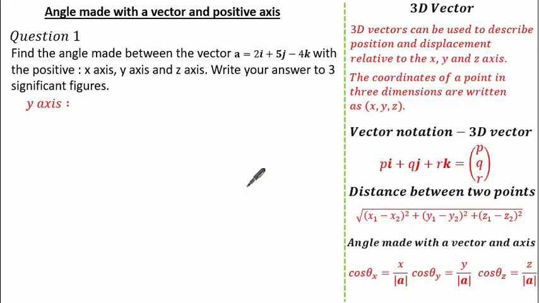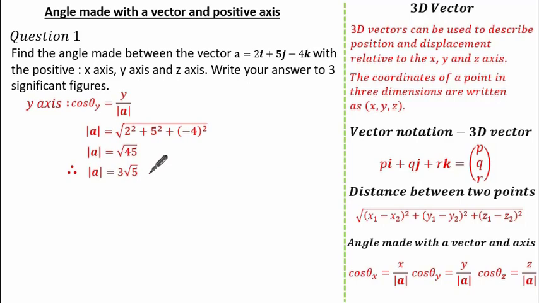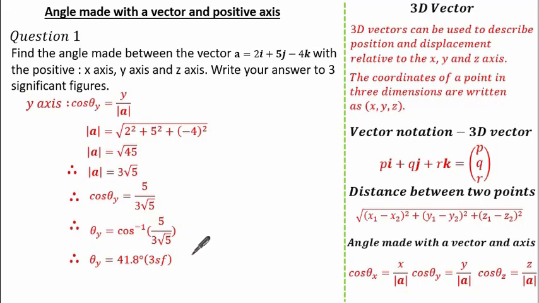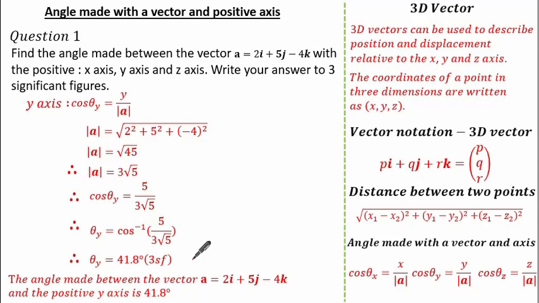Well done. So let's see how you got on. Well, because we're looking at the angle made between the vector and the y-axis, that means we're using this formula. We already know the magnitude of A is 3 root 5. So now let's identify what we mean by y. Well, it's the j component, so that means it would be 5 over the 3 root 5. To work out the angle made between the vector and the y-axis, let's cos to the minus 1, giving me a final answer of 41.8 degrees to 3 significant figures. So that means the angle made between the vector A and the positive y-axis is 41.8. Well done if you got that one right.